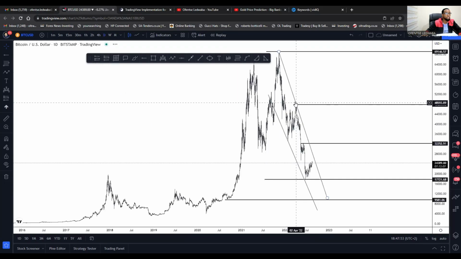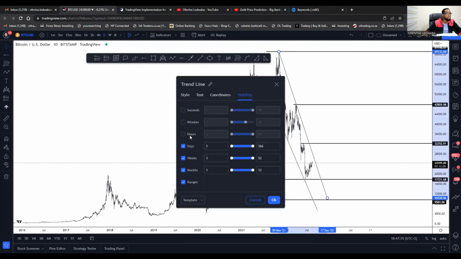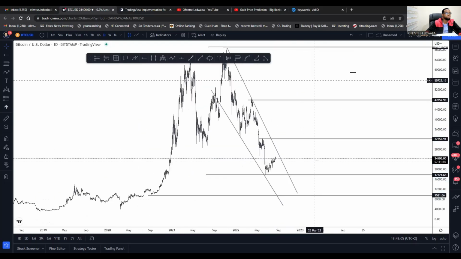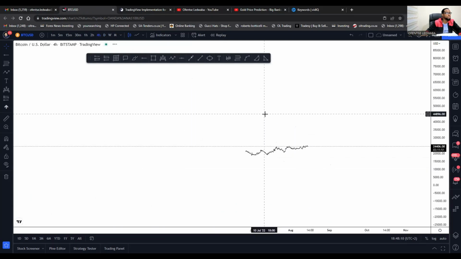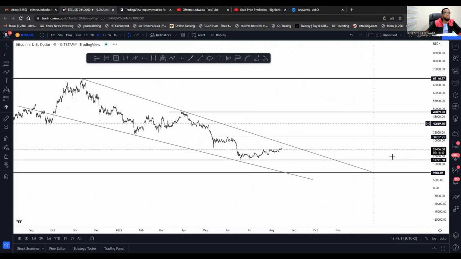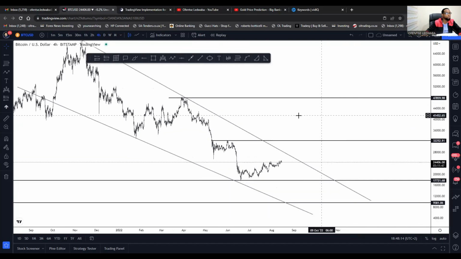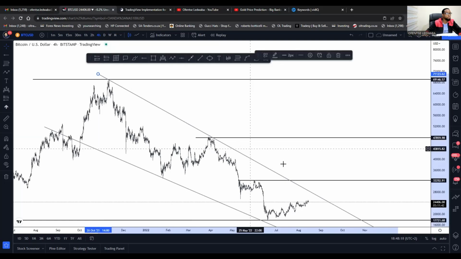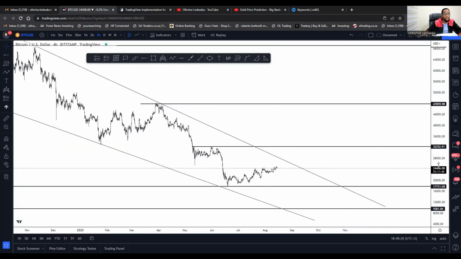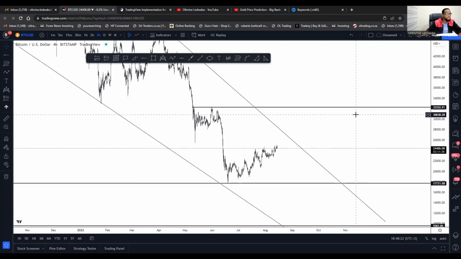Okay. This should be visible on all. Yes. Okay, fine. For our time frame, as you know, we do a top-down analysis. We start from the higher time frame, going into smaller time frames, and eventually our 1 hour time frame where we take our trades.